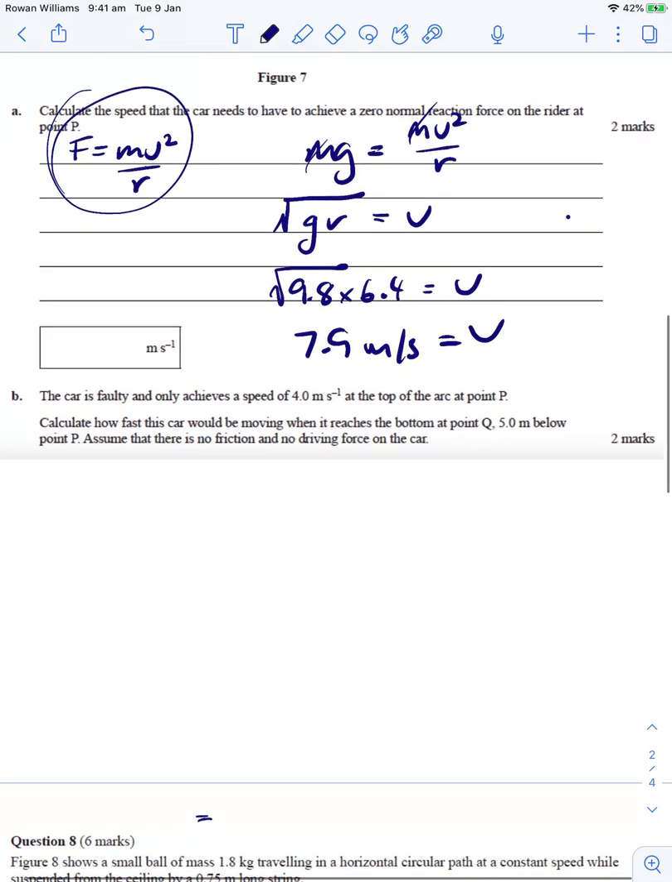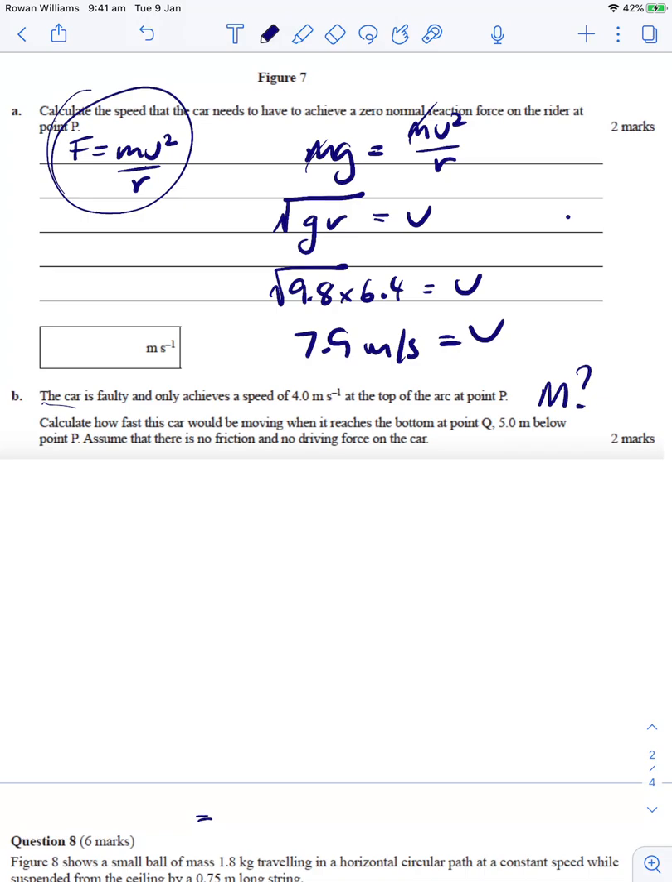All right. This one's a pretty tricky one. It's answered pretty badly on the exam, so I thought I'd keep it in here anyway. It's not technically a circular motion one. Here we've got a faulty car. It only reaches 4 meters per second at the top of the arc at point P. Calculate how fast this car will be moving when it reaches the bottom at point Q. The tricky part about this is we are not given the mass.